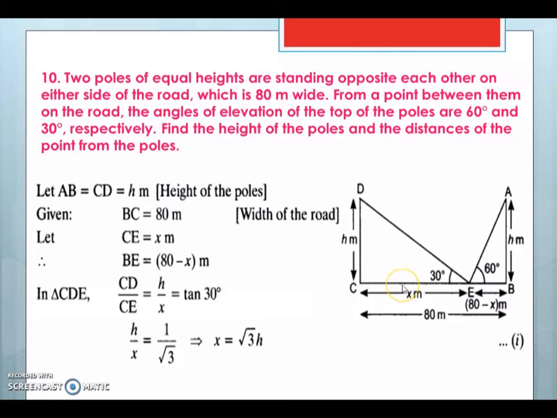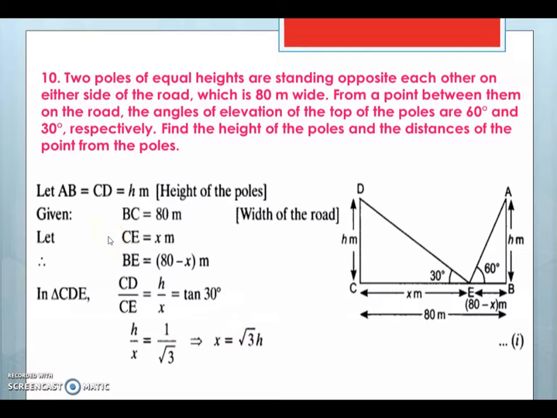So it could have been taken here as well. But the angles will change. This will be 60 and this will be 30. Because obviously when you go closer to a point, the angle of elevation will go on increasing. And when you go away from a point, the angle of elevation will go on decreasing.